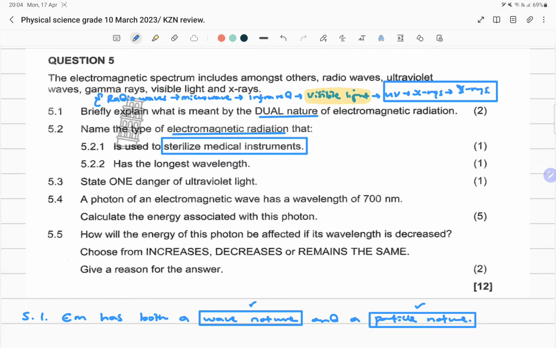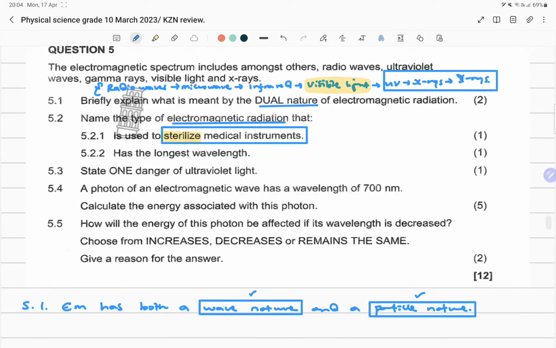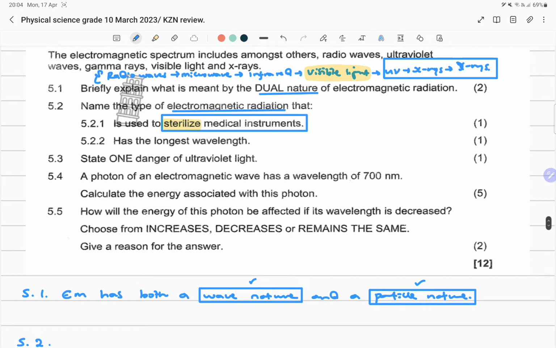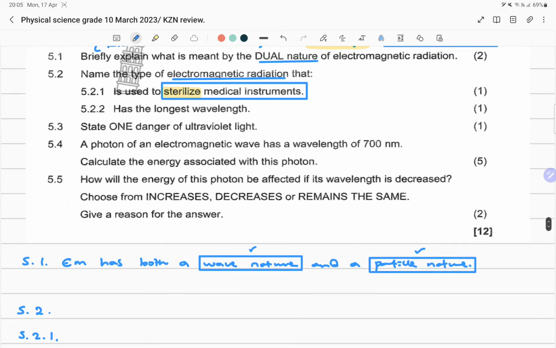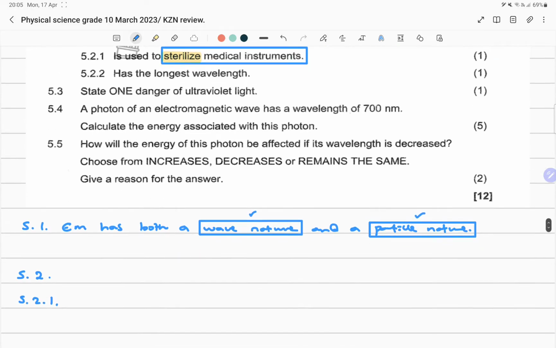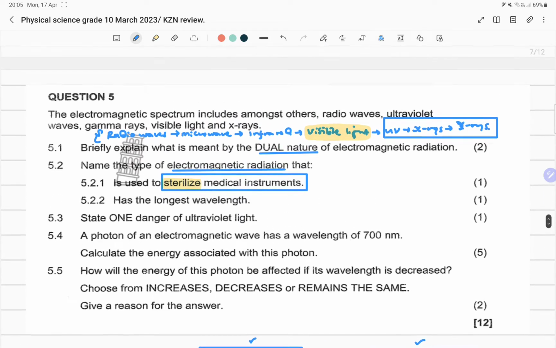Okay, so what do we use to sterilize? Those of you who are going to join the medical field will come to learn about sterilization. Yeah, it's actually ultraviolet. Okay, we use ultraviolet. So we use UV light, so it's ultraviolet. Ultraviolet rays. That's what is used for sterilization of medical instruments.